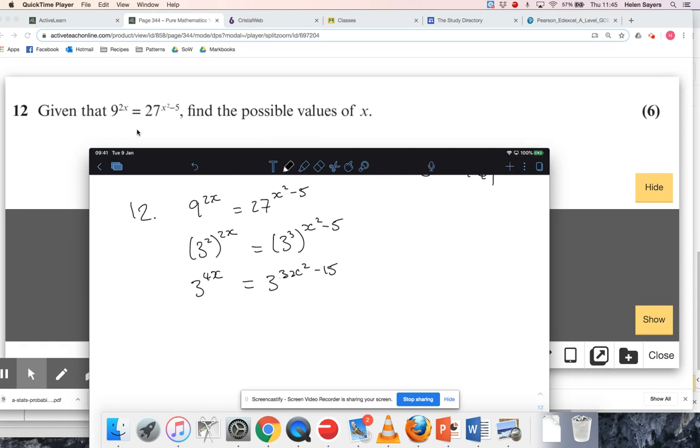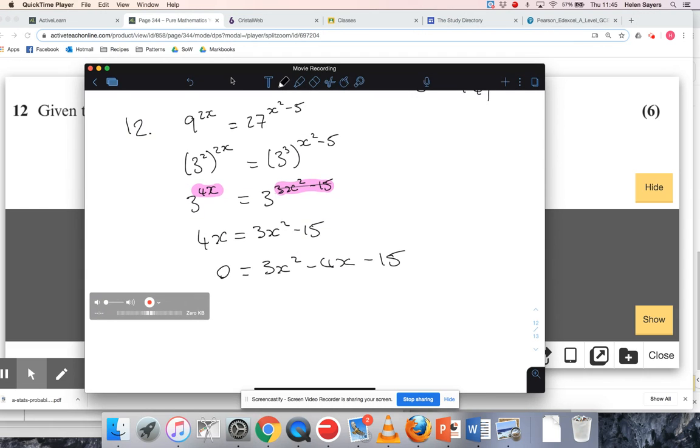And then if I know that 3 to the power of 4x equals 3 to the power of 3x squared minus 15, then those powers must equal each other. So then it becomes a quadratic to solve. I'm going to bring the 4x over to the right-hand side. Let's bring this up a little bit so you can see the whole screen.